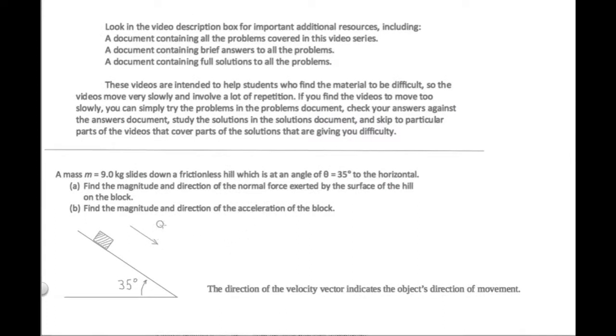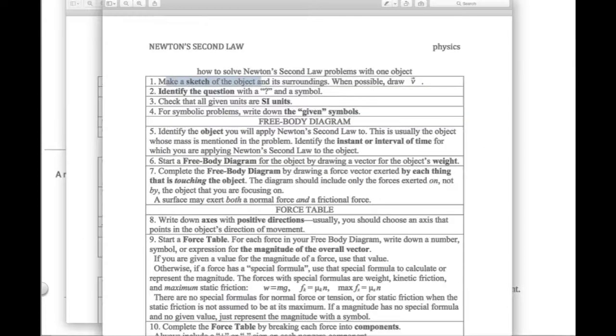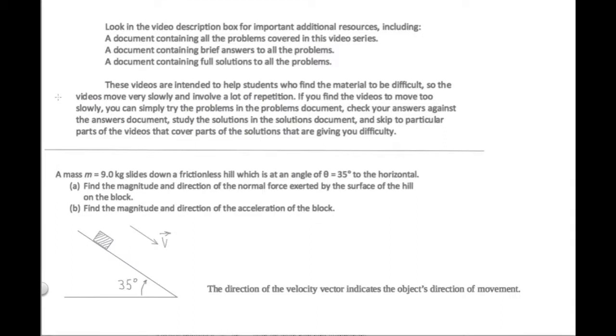Now I've drawn the vector, and we need to label that vector. Here's a good label for that velocity vector. So we were already given a sketch, and we added the velocity vector to the sketch. We want to identify the question with a question mark and a symbol. Well, right now we're working on part A.